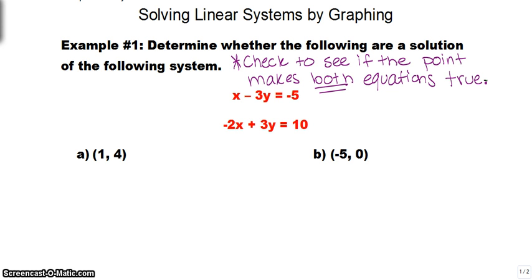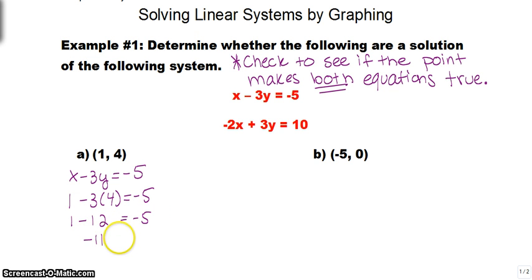So for the first point here, we've got (1, 4). I'm going to start by plugging it into our first equation. So that was x minus 3y equals negative 5. Now if I plug in 1 for x and 4 for y, I can simplify that to 1 minus 12. And then 1 minus 12 is negative 11, and that does not equal negative 5. So now we don't even need to plug it into the second equation because we already know that it's not a solution. So we can say no, it is not a solution.